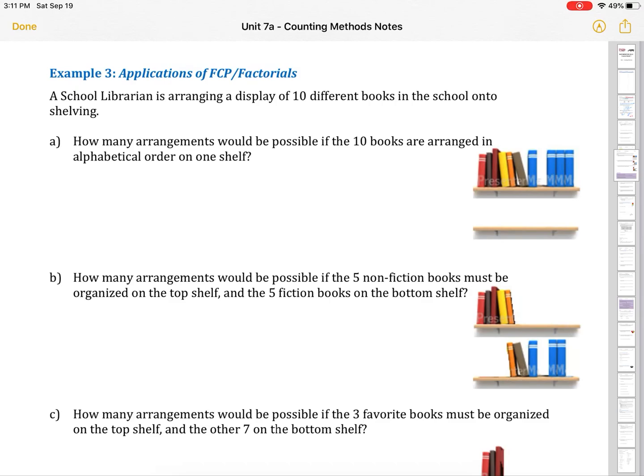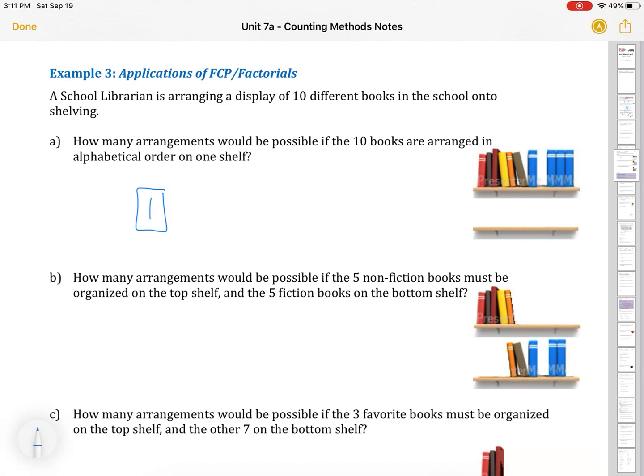Alrighty. So let's keep going here. A school librarian is arranging a display of 10 books in the school onto shelving. So we've got 10 books there. How many arrangements would be possible if the 10 books are arranged in alphabetical order on the shelf? Well, there's only one possible way to put things in alphabetical order because there's only one alphabet. So there would be only one possible way to do that.